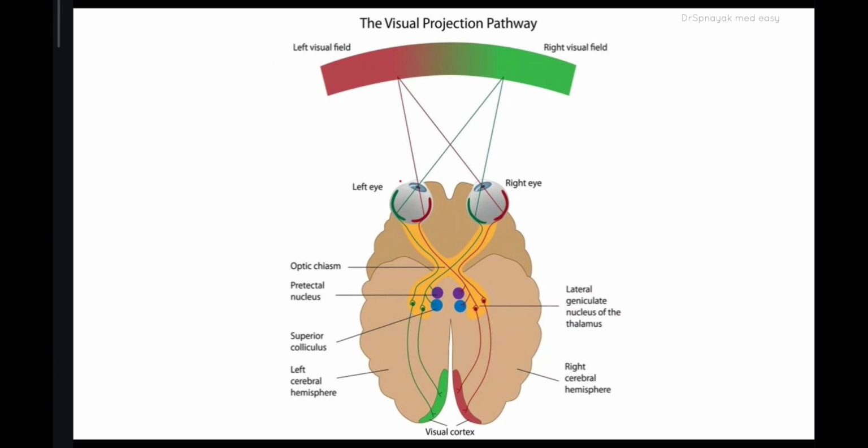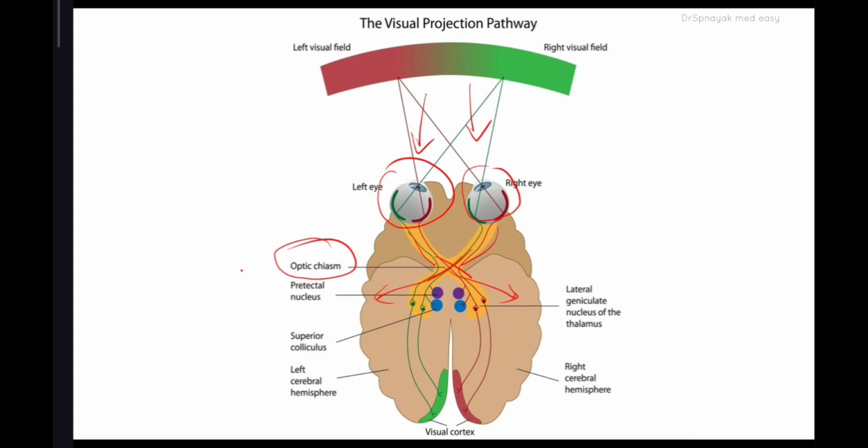You can see here we have the left eye and the right eye. Both these eyes are receiving information, and the information from the left part of the eye and the right part of the eye joins together, forming an X-shaped crisscross, called the optic chiasm. From here, the left part of the eye takes information to the right part of the brain, and the right part of the eye takes information to the left part of the brain.